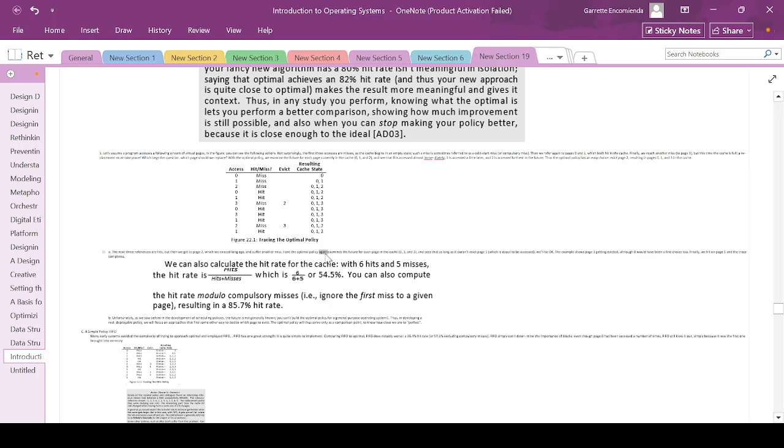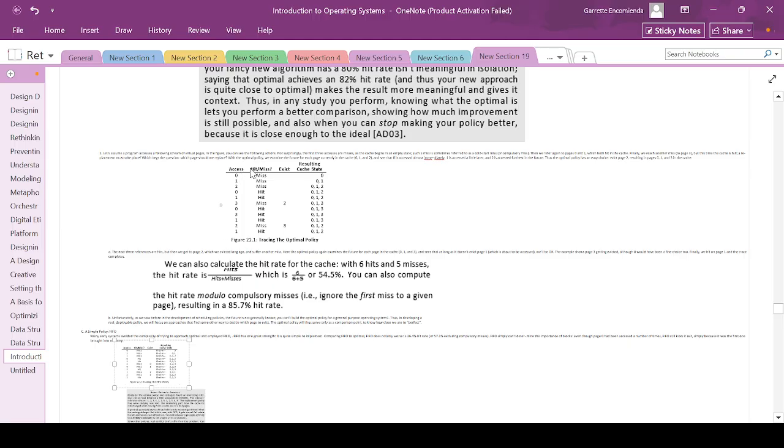Here, the optimal policy again examines the future for each page in the cache, 0, 1, and 3, and sees that as long as it doesn't evict page 1, which is about to be accessed, it will be okay. So here, we evict 3, but as long as we don't evict 1, we'll be okay because that's the most recently accessed. We can also evict 0, but the example shows page 3 getting evicted, although 0 would have been a fine choice too. Finally, we hit on page 1 and the trace completes.